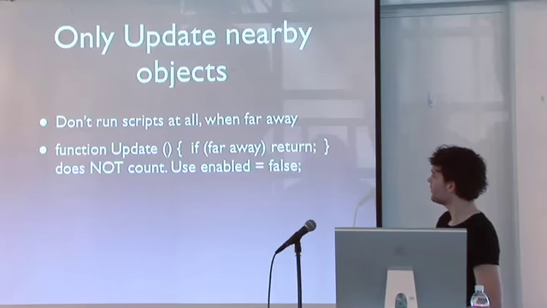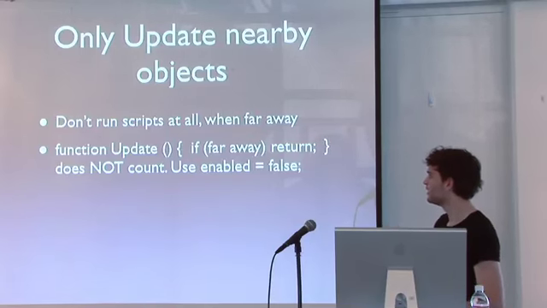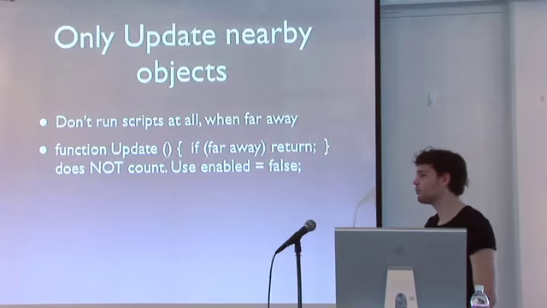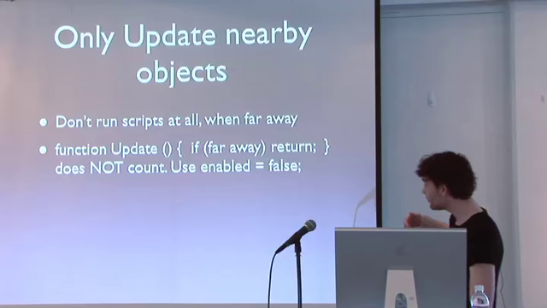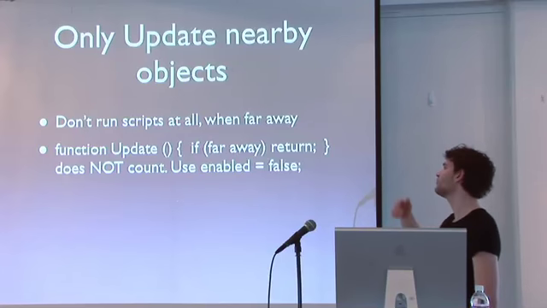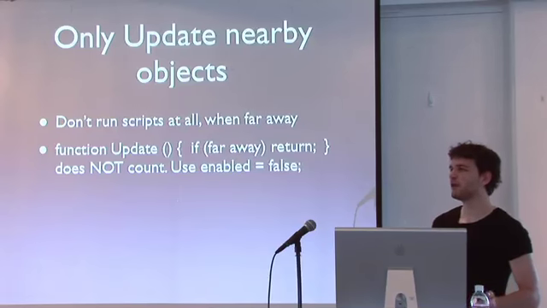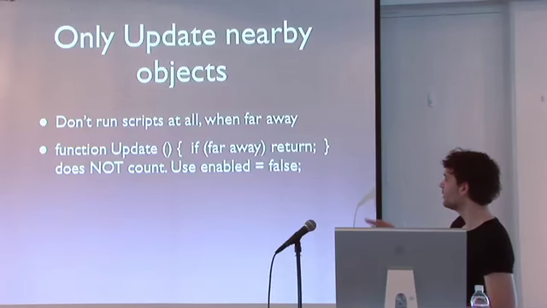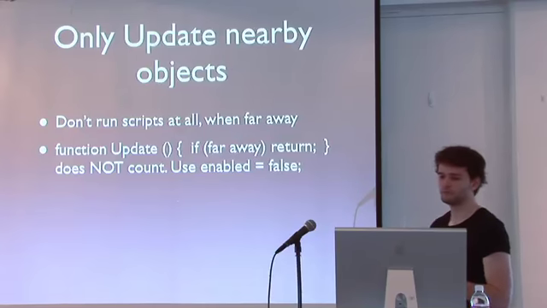And sometimes people think, yeah, well, I'll just put a function update, if far away, then return. And no, that's not the way to do it. Because basically, then Unity has to go through all those objects and call this function, and then you have to check if it's far away, and then we return. And if you have 500 objects, that really adds up. So don't do that. Instead, you can just write enabled.false, and the update loop will be disabled. Problem solved.